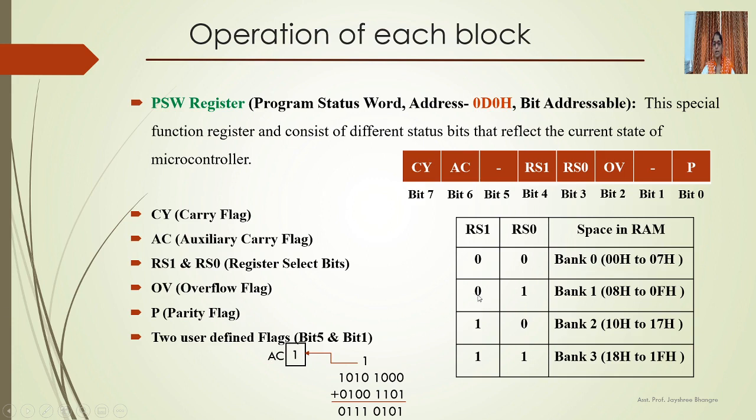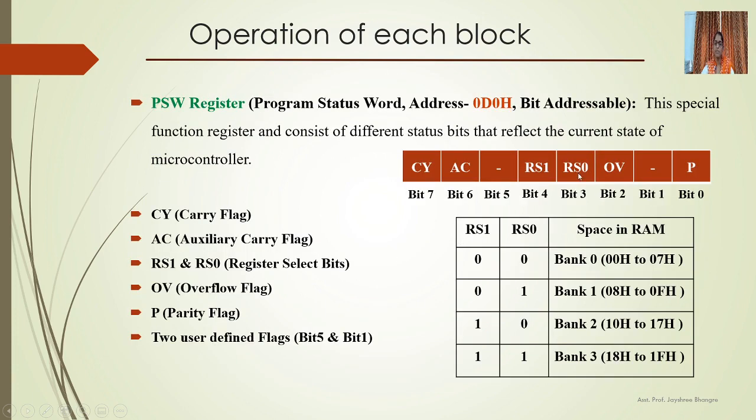If RS1 is 0, RS0 is 1, then bank 1 will be selected. If RS1 is 1, RS0 is 0, bank 2 will be selected. And if both bits are 1, 1, then bank 3 will be selected.